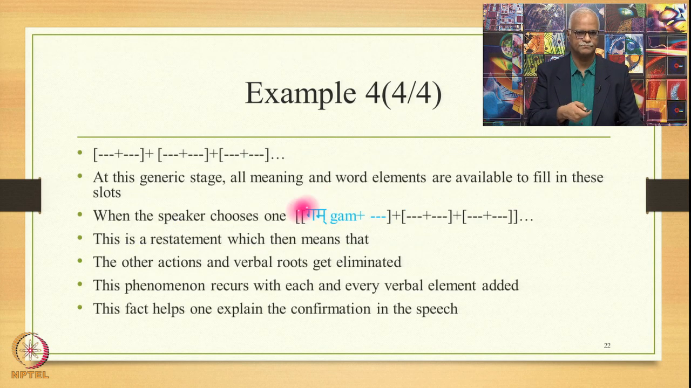At this generic stage, all meaning and word elements are available to fill in these slots. But when the speaker chooses one, say gama for example, then this is a restatement, which then means that the other actions and other verbal roots get eliminated. This phenomenon recurs with each and every verbal element added over here, over here, and so on and so forth. So as I said earlier, gachati is the verb over here and not patati or pashyati and so on. Ramaha is the karta over here and not Krishnaha and Mohanaha, and gramam is the karma and not nagaram or shalam.